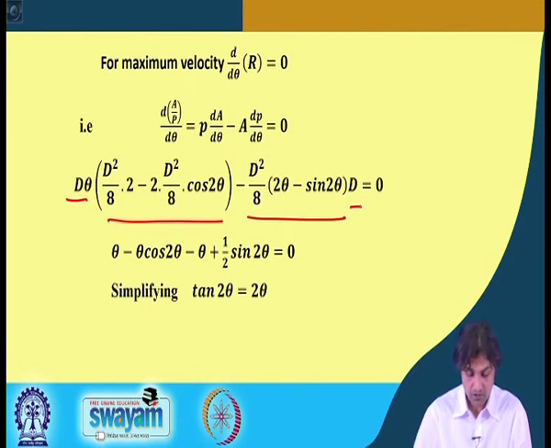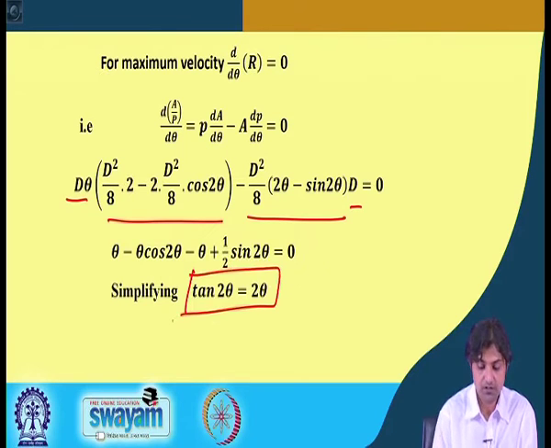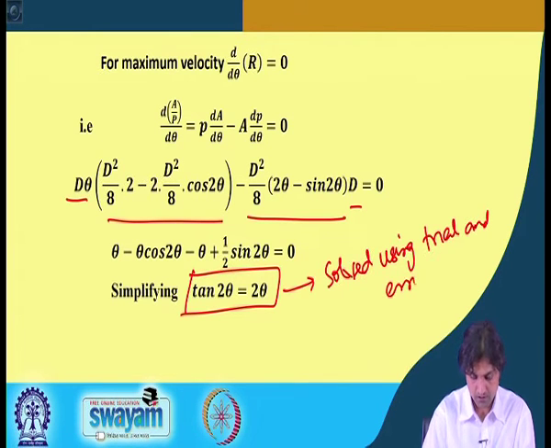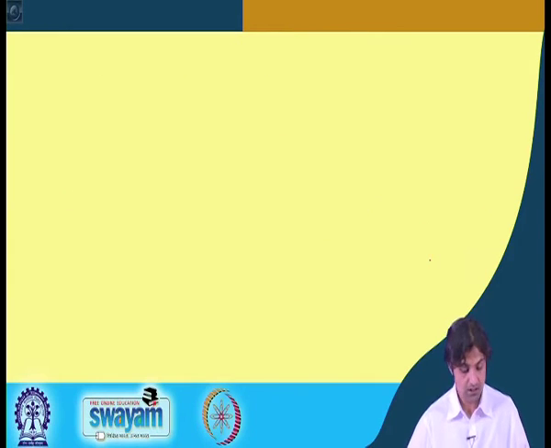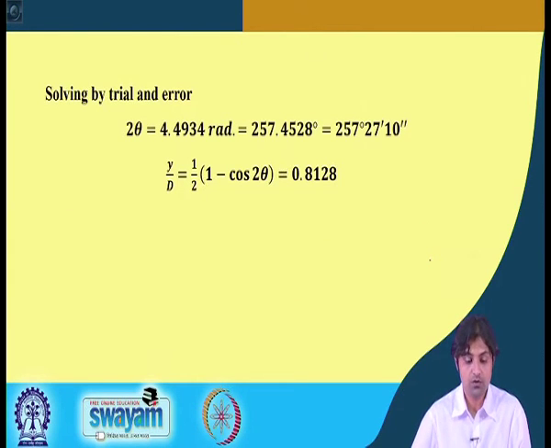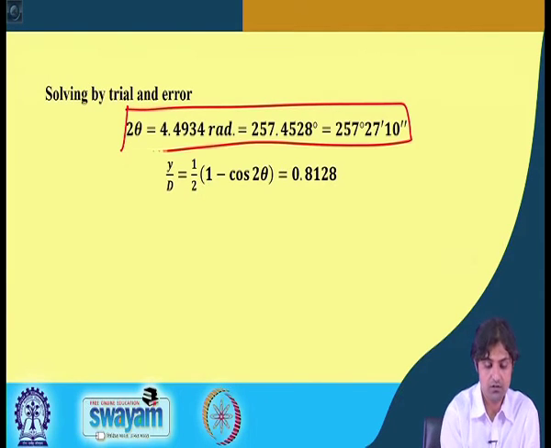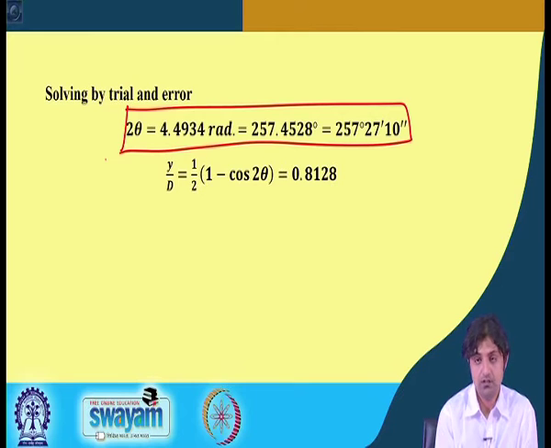Now, until this point it is simple, but the solution for this is solved using trial and error, and if you do that, 2 theta will come out to be 4.4934 radian. I do not expect you to be able to solve trial and error, but this is the way it is to be done. And if you find theta, then y by d is given as 1 minus half into 1 minus cos 2 theta.